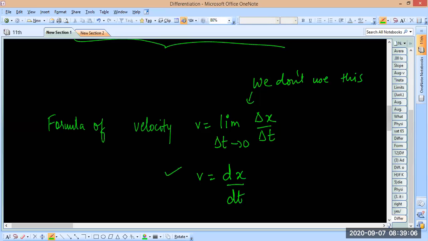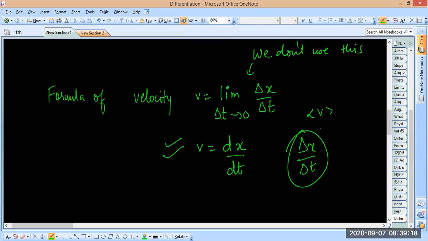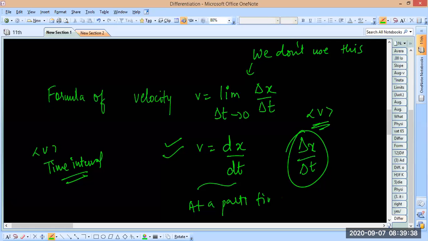Okay. V is equal to dx by dt. You can't write delta x by delta t, everyone. Before 2 minutes, we had a discussion. What is delta x by delta t? It is average velocity. This is velocity. They are different. Average velocity tells you about how fast the object moves over a big time interval, from some time to some time. But this one tells you about a particular time. All that is theory, we have gone through it. I'm not going to repeat it anymore.